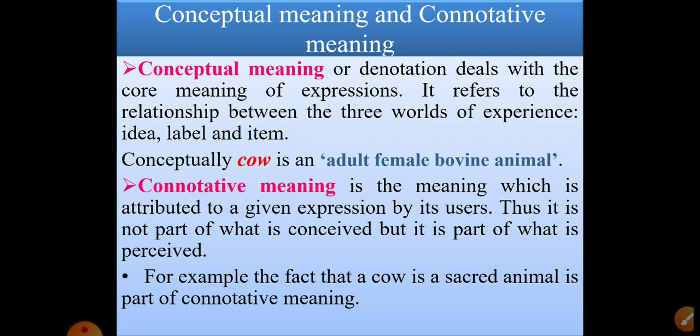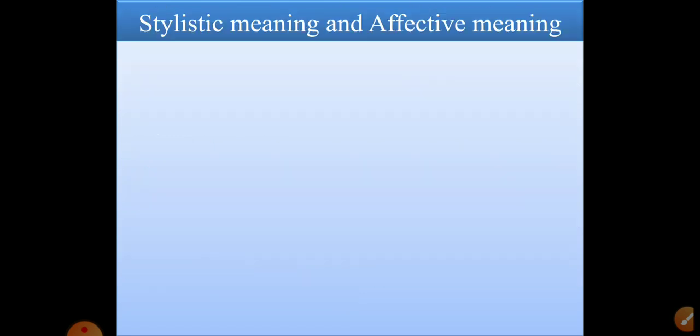So words, expressions, certain expressions, phrases and sentences have sometimes connotative meaning. That is a special meaning given to the words or to the sentences by its users. So these are the first two important meanings described by Geoffrey Leech.